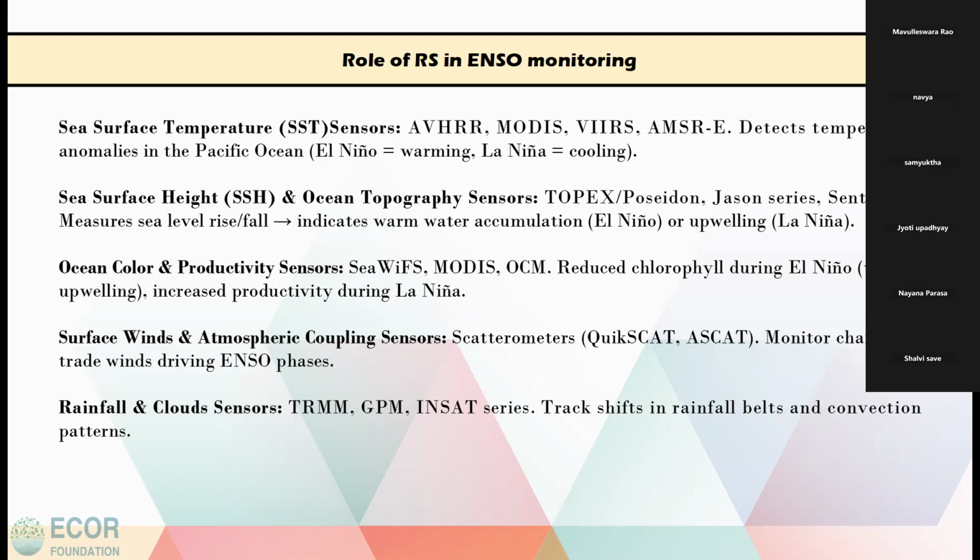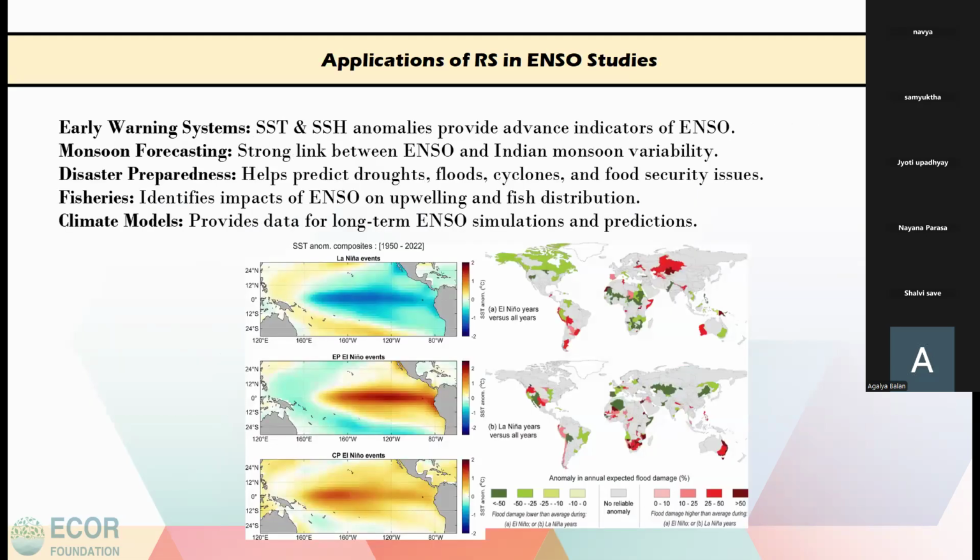So here is the role of remote sensing: for SST, AVHRR, MODIS, VIRS, AMSR-E, and for SSH, TOPEX and others. Sentinel 6 is also a very important sensor to capture the SSH. And ocean color, we all know. And we have QuikSCAT and ASCAT for surface wind and atmospheric coupling sensor. And we have IMD for rainfall and precipitation data. And we have the application of remote sensing in this. Of course, we can do early warning systems, monsoon forecasting, disaster preparedness, fisheries, and climate models.